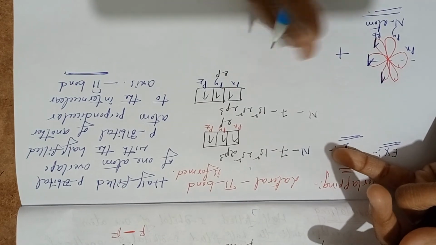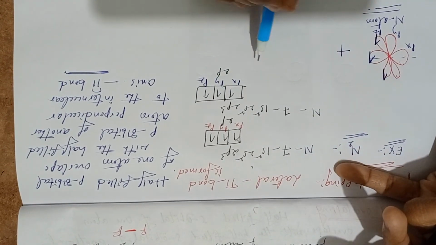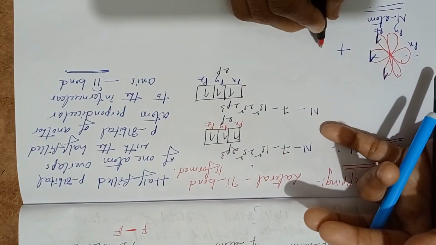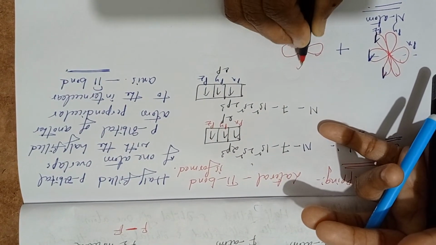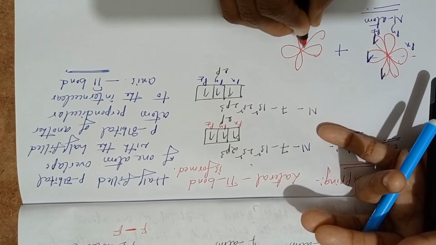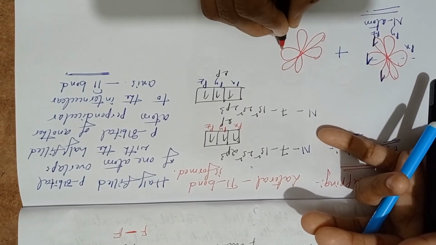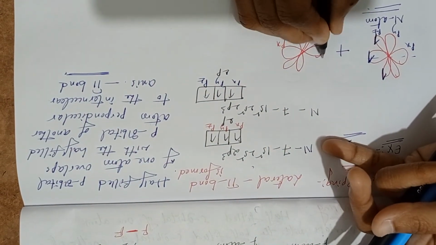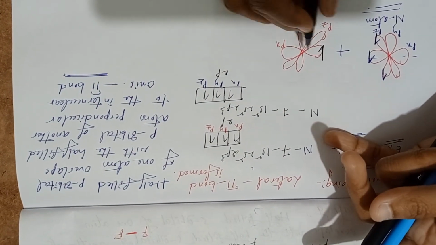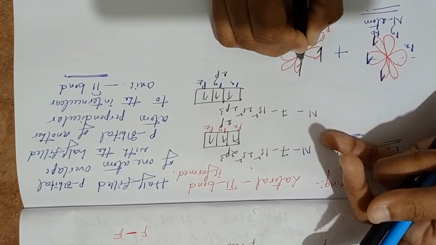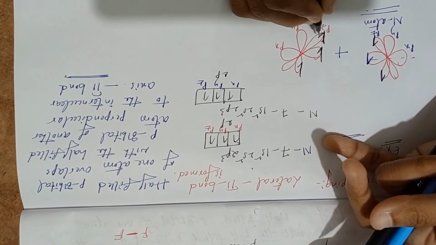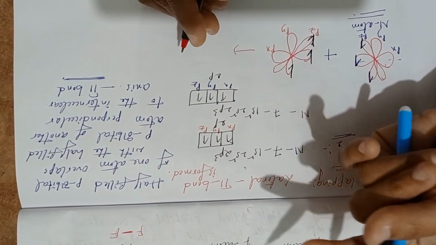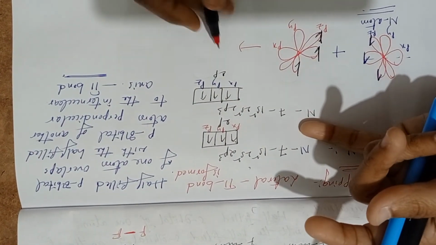It undergoes overlapping, combining with the p orbitals of another nitrogen atom. So what are the p orbitals, students? Again px, this is py, this is pz. Clear, students? Here, in px, 1 electron, py 1 electron, pz 1 electron undergo overlapping, producing, students, see here, sigma and pi bonds. A triple bond is formed here.